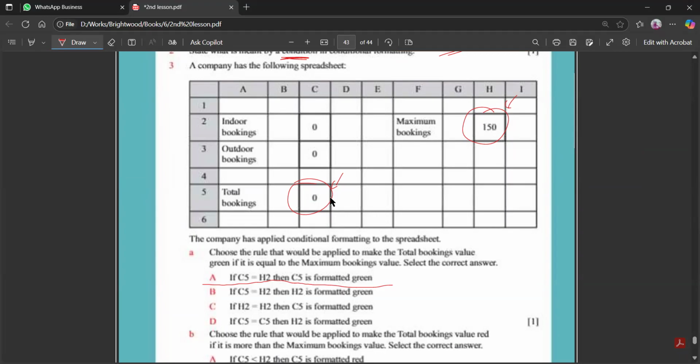If that is not true, it should not be green. The sum of all values should not change. It should become the maximum value. So if C5 and H2 are equal, then C5 should be formatted green. Okay, like that. Can I write? Yes.